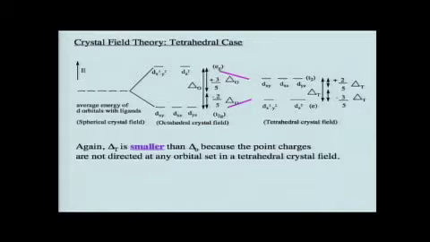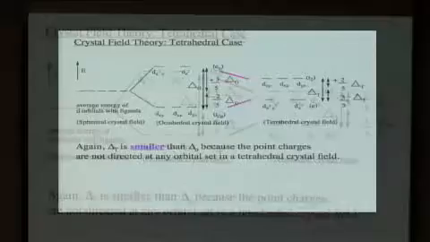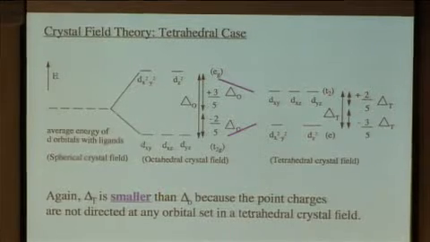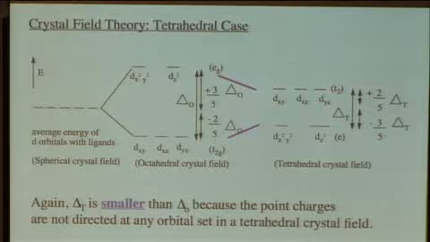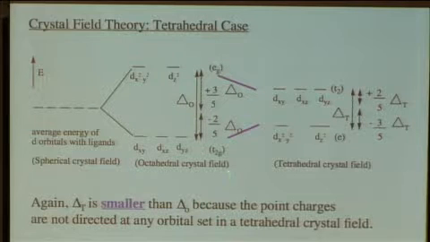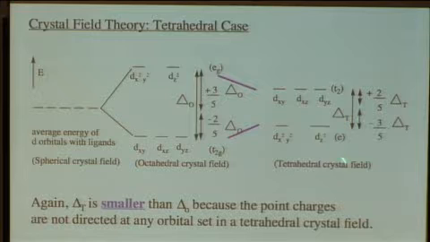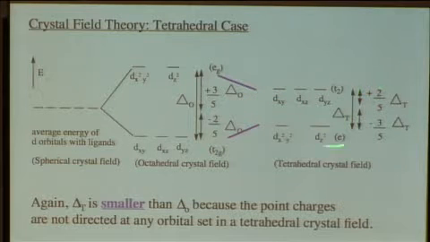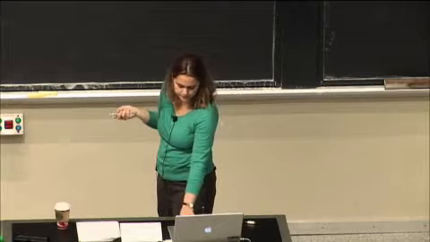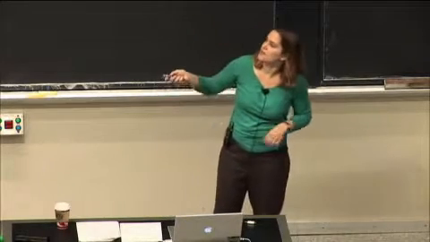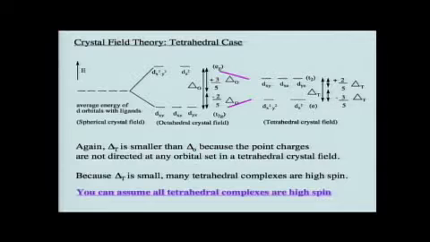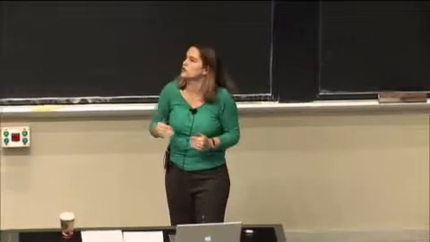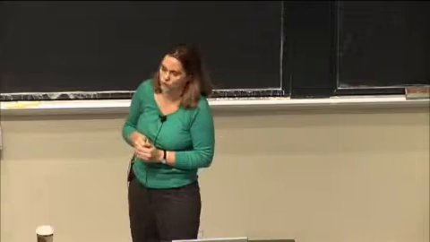The other thing that is important to emphasize is that the tetrahedral splitting energy is smaller because none of those ligands are pointing directly toward any of the d orbitals. So here there is a much larger difference. Here there is a smaller difference. So that's why it's written much closer together. So that's smaller. And because of that, many tetrahedral complexes are high spin, and in this course, you can assume that they're all high spin. So that means there's a weak field. There's not a big energy difference between those orbital sets.